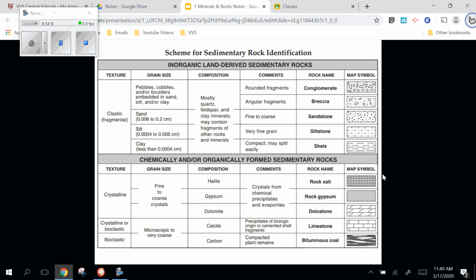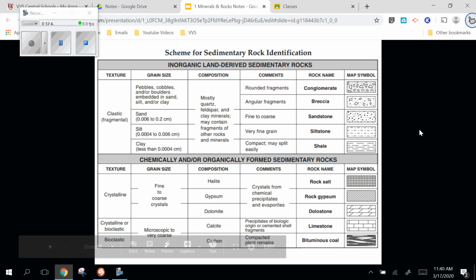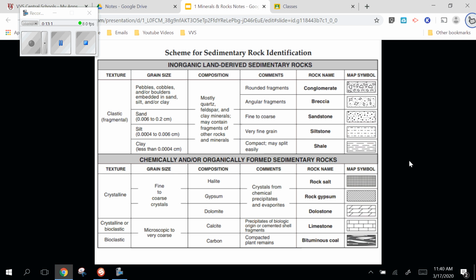Right? Down here at the bottom, we've got our monomineralics, the crystalline or the bioclastic. Crystalline is also known as chemical. Bioclastic is also known as organic. These are monomineralics, see? And you can see that these top ones, along with one of the limestones, form from either evaporation of water or precipitating out of a solution. And then your organic limestone, your coquina, cemented shell fragments, and your coal, those are bioclastic. They're caused by compacting and cementing those particles together.